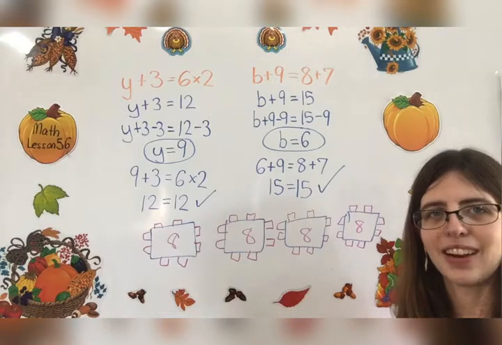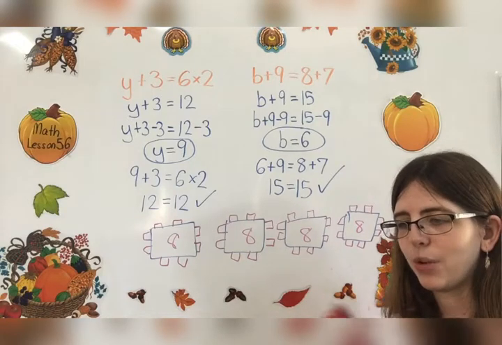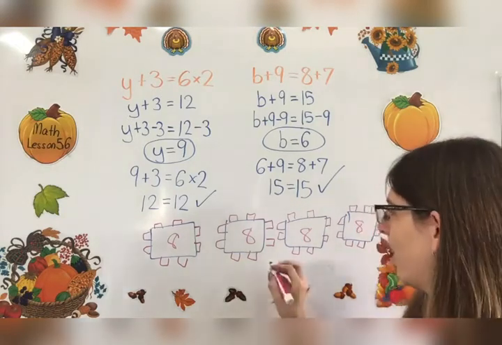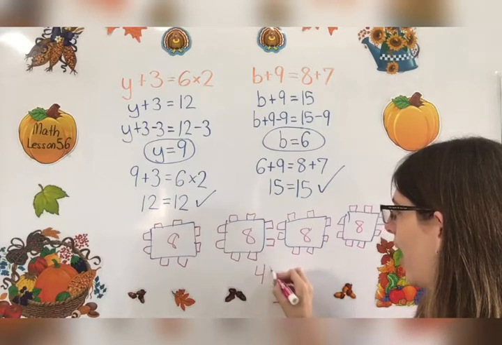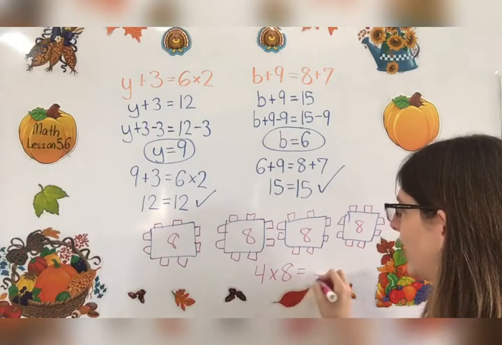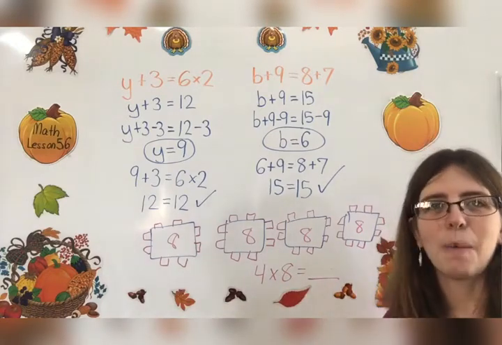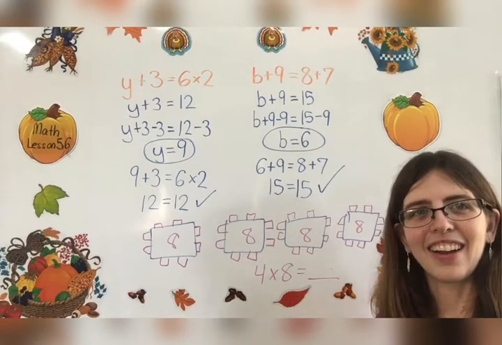How many chairs in all? In the workspace, you have 4 groups of 8. So 4 times 8 is how many chairs?